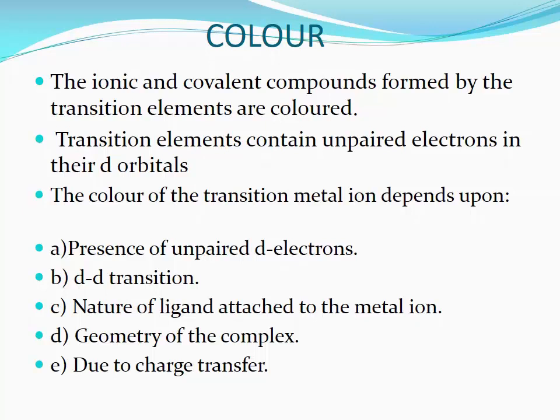The color of the transition metal ions depends upon the following factors. First is the presence of unpaired electrons in d orbitals. Second is d-d transition. Third is the nature of ligands attached to the metal ion. Fourth one is the geometry of the complex. And the last one is due to charge transfer. Now we are going to discuss all these factors in detail.